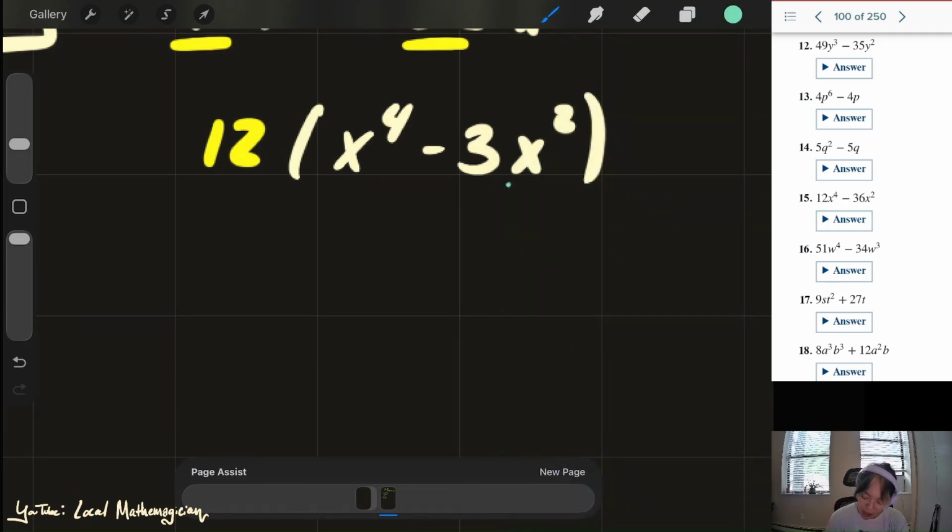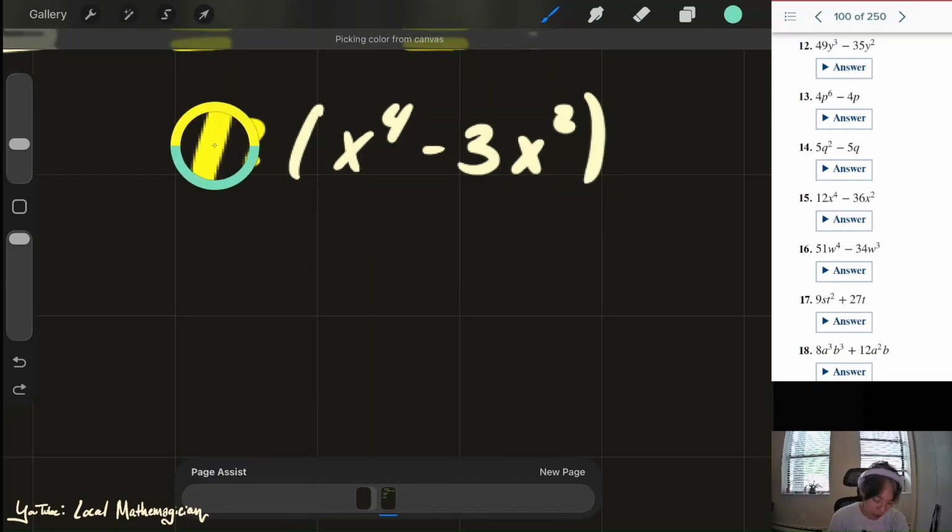You notice that there's an x squared here. This is an x to the fourth. You can take x squared out of x squared, right? 1 times x squared is x squared. But you also know that x squared times x squared is x to the fourth. Probably should pick better numbers, but it's okay, right? So actually, we can take x squared out of both of these guys as well.